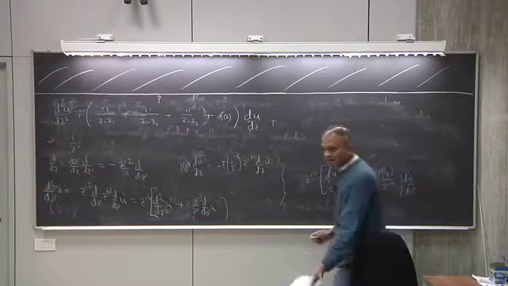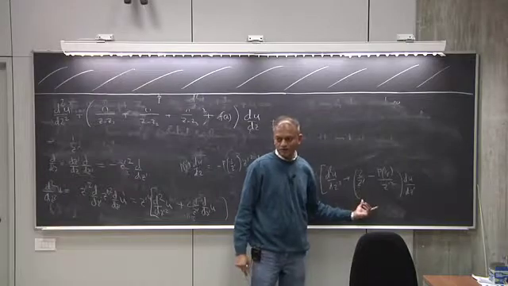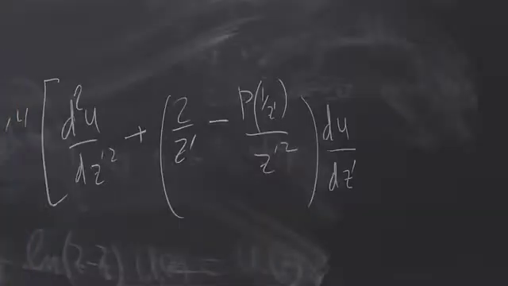And this should have no singularity at all at z prime equal to 0, because we are saying infinity is a regular point, an ordinary point. There is no singularity there.